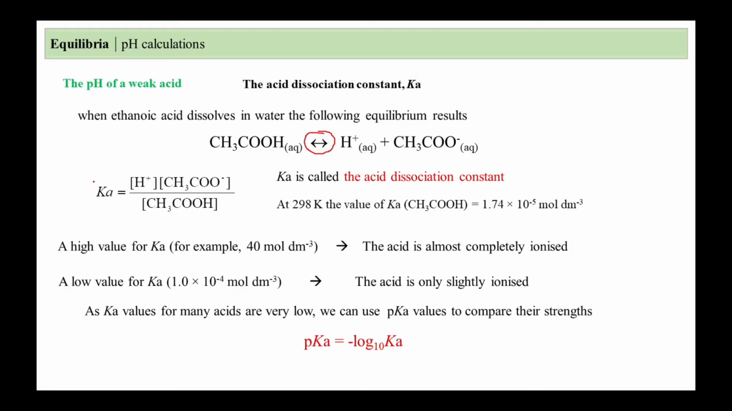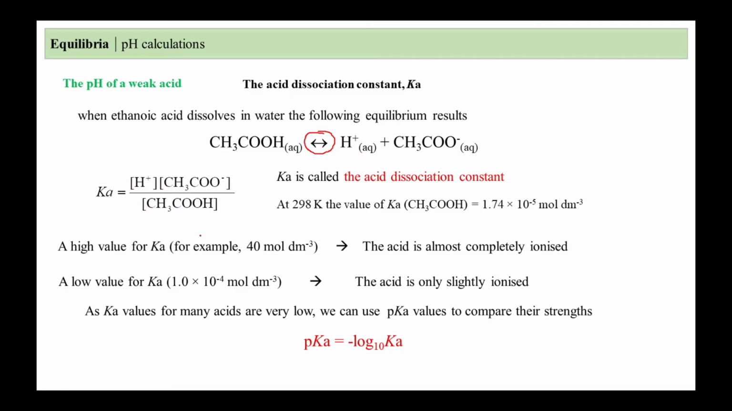We refer to it by the term Ka, and it is equal to the concentration of the products over the concentration of the reactants, which means the concentration of H plus ions times the concentration of the ethanoate ion over the concentration of ethanoic acid. Actually, for ethanoic acid, its dissociation constant is equal to 1.74 times 10 to the power negative 5 mole per decimeter cubed, which is a very low value. This means that this acid is slightly ionized in water.